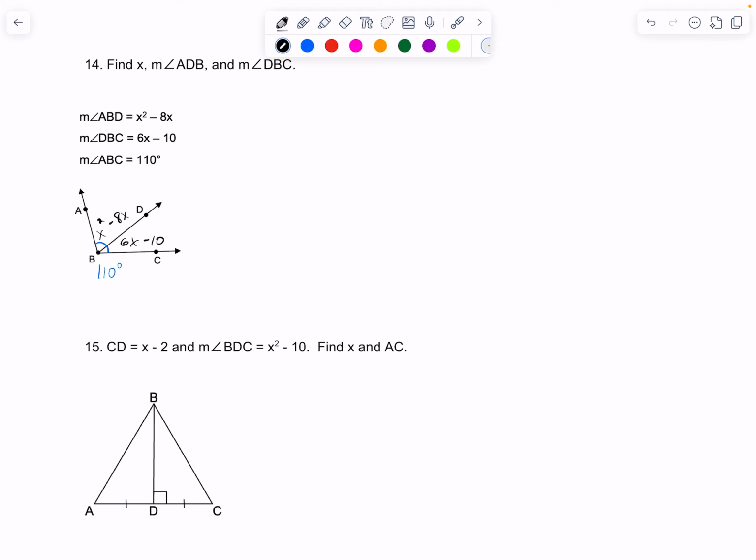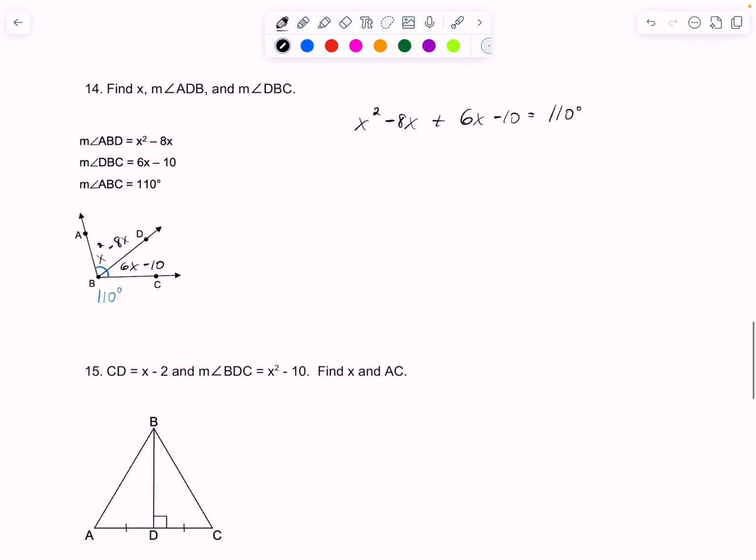So I'm going to set up an equation here and write x squared minus 8x plus 6x minus 10 has to be equal to 110 degrees. Now this is a quadratic equation because of that exponent of 2. So I'm going to get everything to one side, set it equal to 0 to try to factor it. So combining like terms gives me minus 2x. Then if I move this 110 over with subtraction, that will allow me to get it equal to 0. So x squared minus 2x minus 120 is equal to 0.